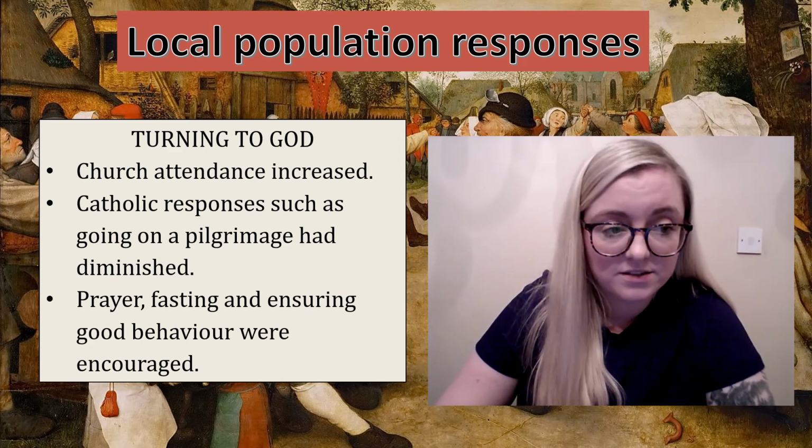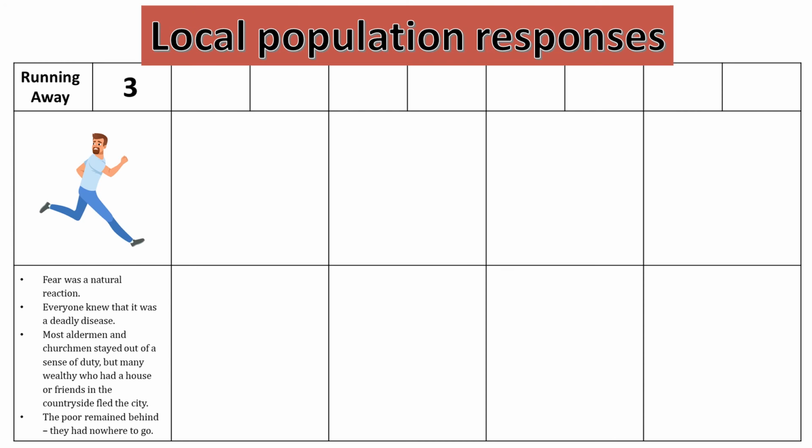Okay, so your storyboard should now be completed, and we are now looking for you to make a judgment about which of these 5 responses was the most effective. So in the top box, I want you to write a number from 1 to 5 to decide which response was the most effective in stopping the spread of the early modern plagues. 1 being great, 5 being poor. I've given running away a 3.